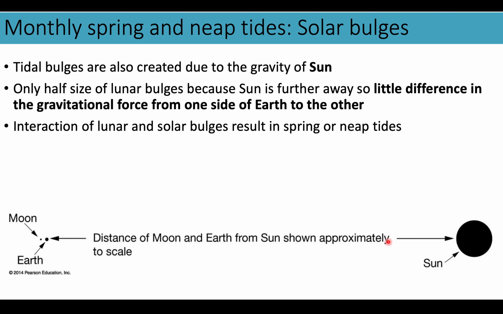So the sun also creates tidal bulges on both sides of the Earth that will align with the sun. So they're about half the size of the moon tidal bulges. So the lunar bulges are going to be much larger because the moon has a larger effect. The sun has a smaller effect because it's so far away. But sometimes they line up, so they add together. Sometimes they're offset, so they sort of balance each other out.